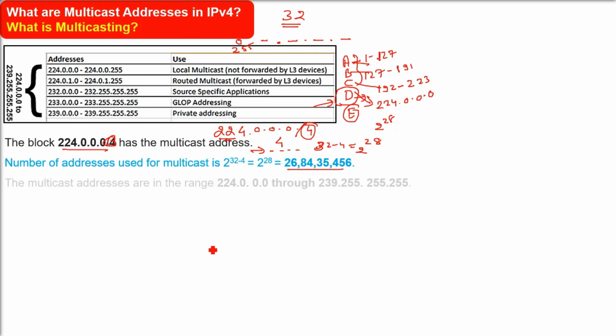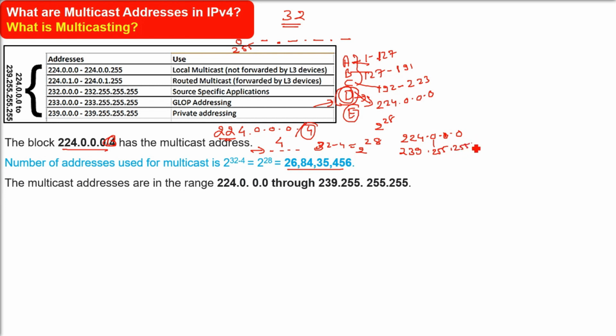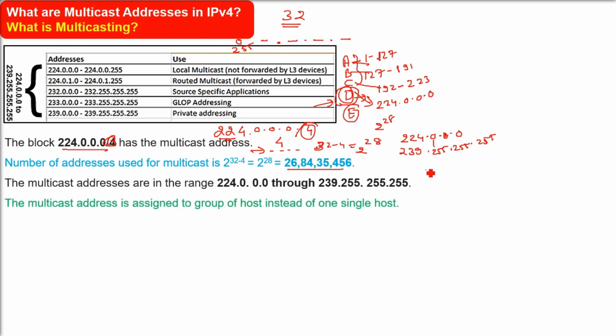This is a multicast address. So the multicast addresses are in the range from 224.0.0.0 till 239.255.255.255, because from 240 to 255 in the first octet is class E, which is reserved for experimental purposes. So 224.0.0.0 and onward are multicast addresses.